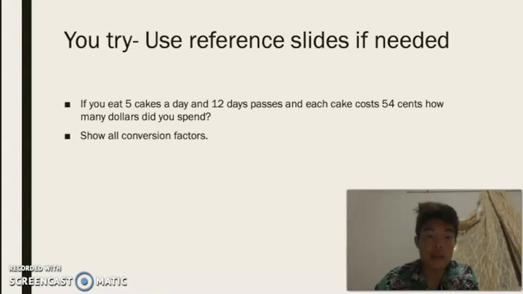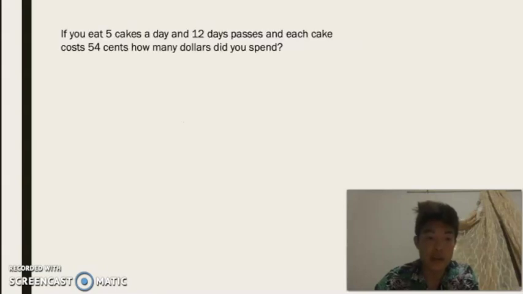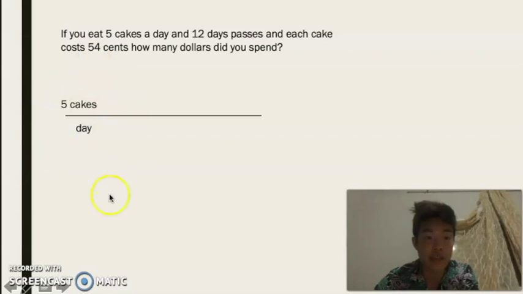Alright, so let's go over the problem together. So, if you eat 5 cakes a day and 12 days passes and each cake costs 54 cents, how many dollars did you spend? So we're starting with the unit 5 cakes. So we have 5 cakes a day and 12 days passes. So if we're eating 5 cakes a day and 12 days passes, that means that in total, after 12 days, we're going to have eaten 60 cakes.